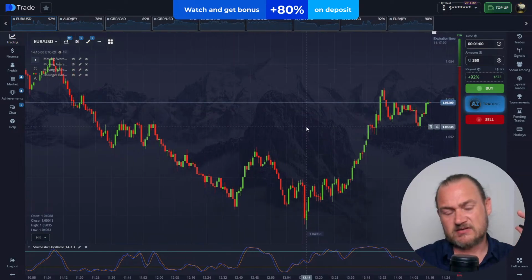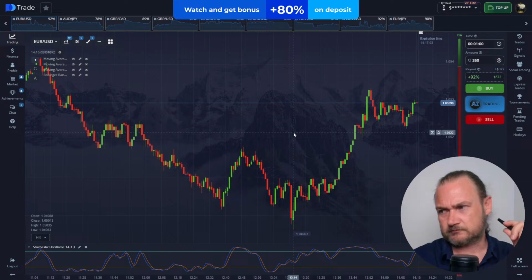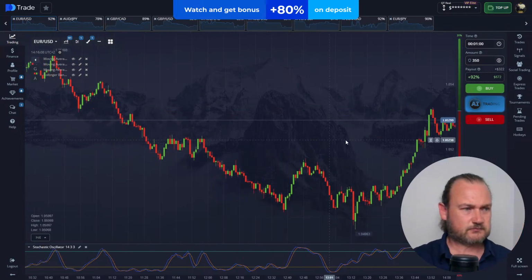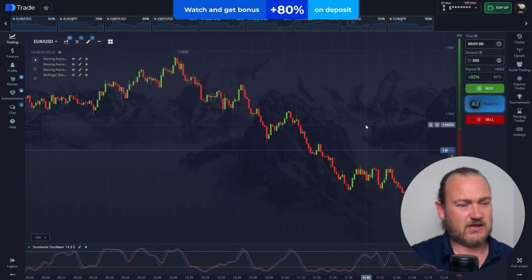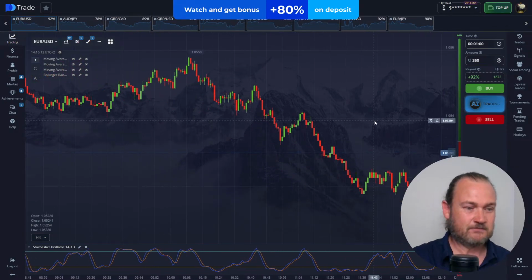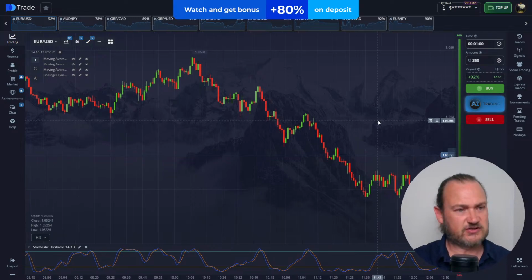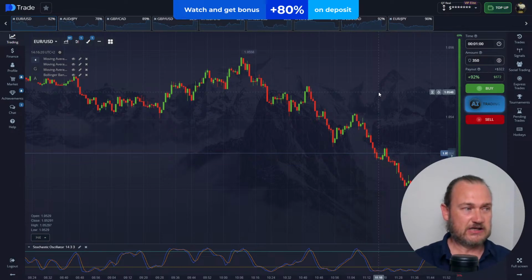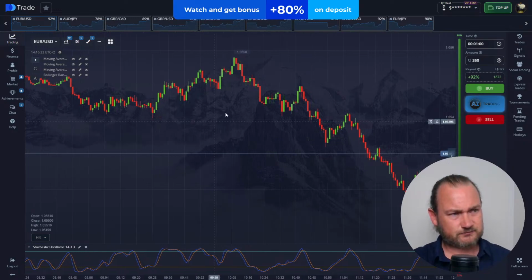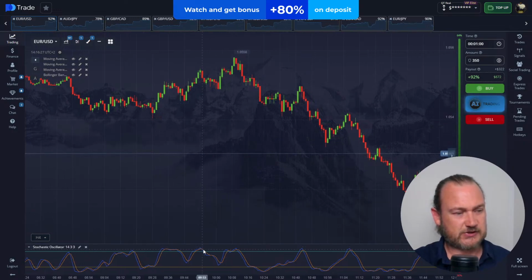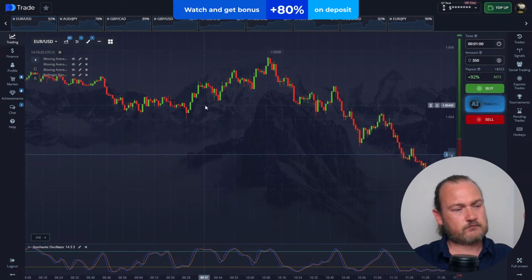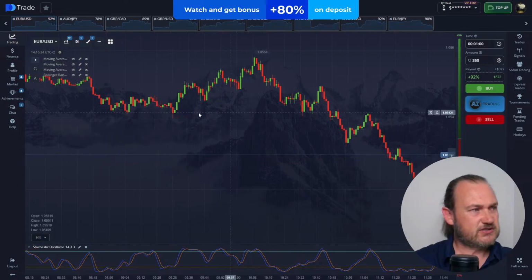The third way that the stochastic is often used, and this is my absolute personal favorite, is divergence. Anybody that's known me for more than 5 minutes knows how much I love trading divergence, and I use the stochastic mainly to find divergence on assets where I can take trades. So we had two examples in this area. The first one was a hidden bullish divergence.